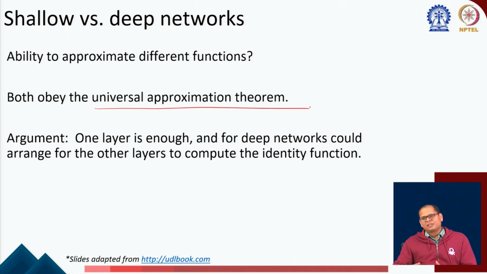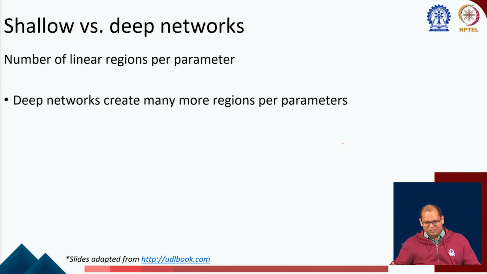But one may argue that we have learned one layer is enough, and deep networks could arrange for the other layers to compute just the identity function. So if one layer is enough, even if you are using a deep neural network, it will just learn the identity in the other layers. That way they also follow the universal approximation theorem.